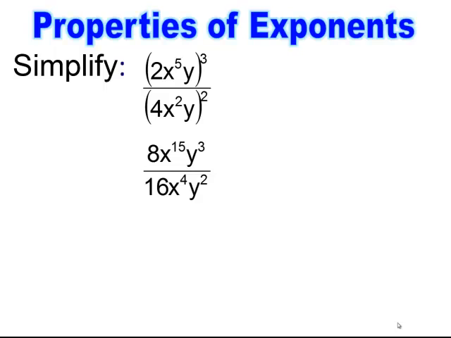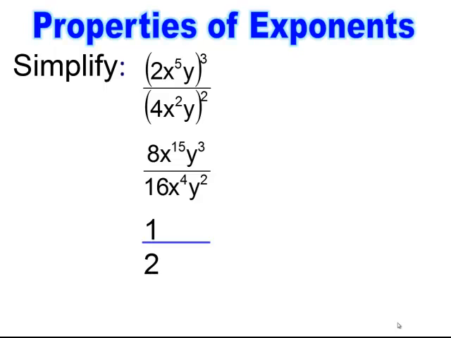So be careful here because it's 2 to the 3rd power, which gives me 8. And then x to the 15th, y to the 3rd on top. And then I have 4 to the 2nd power, which is 16. And then x to the 4th, y squared. And now I'm going to simplify piece by piece. 8 over 16 will reduce to 1/2.